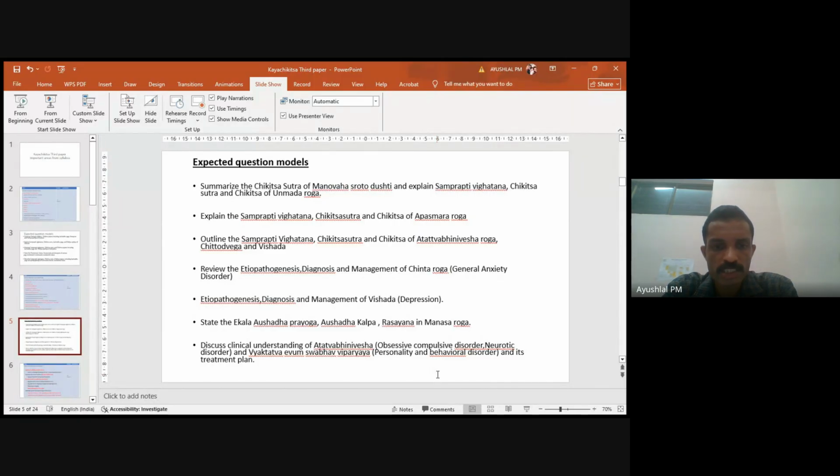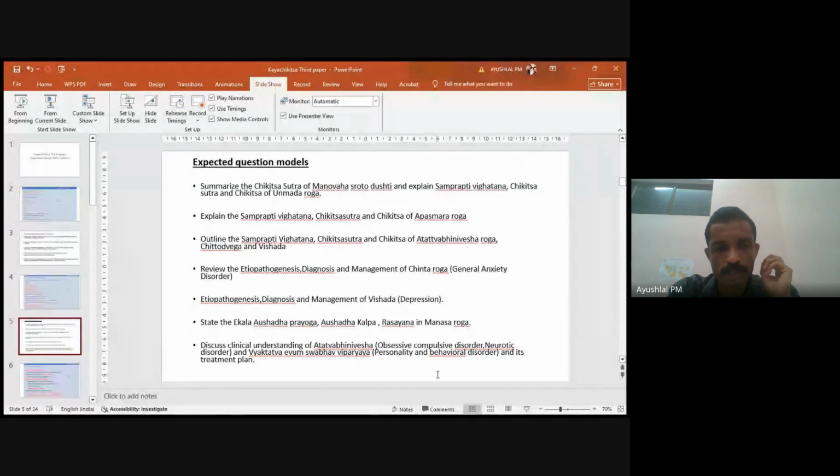And the last one is: discuss the clinical understanding of Atattvabhinivesha, that is obsessive compulsive disorder, neurotic disorders, and Vyaktitva evam Swabhavi Paryaya. This is not that much important. Still, you can see that in personality and behavioral disorders, different groupings have been done. So you can just see the names, what all the different clusters of personality disorders are. You can see the names and main symptoms of each cluster, what personality disorders come under every cluster, and what its major symptoms are. And treatment aspect. Treatment aspect is almost similar.